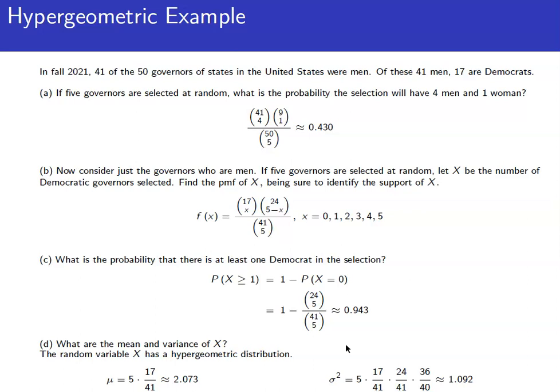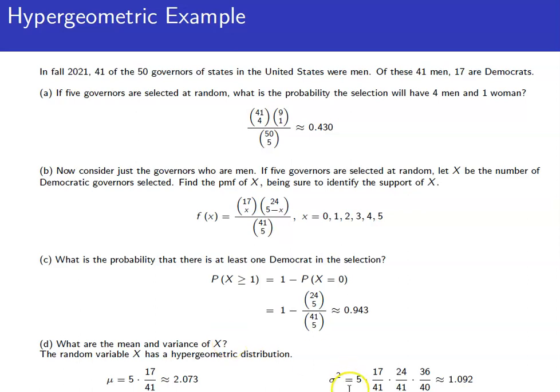Finally, we're asked to figure out what the mean and the variance are for X. Again, X is a hypergeometric, so your mean for a hypergeometric is number of elements in the sample times the number of elements in your category that you're trying to count, if you will. So in this case, 17 over the total number of possibilities in your sample space, which is just 41. Or in this case, approximately 2.073.